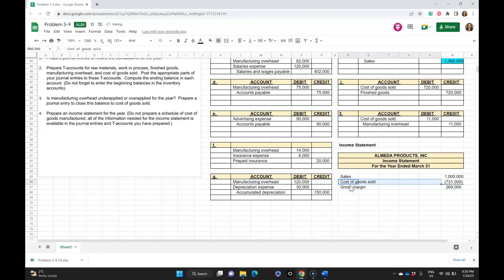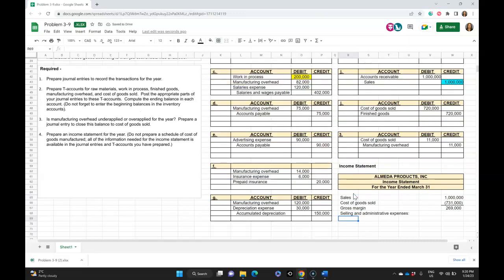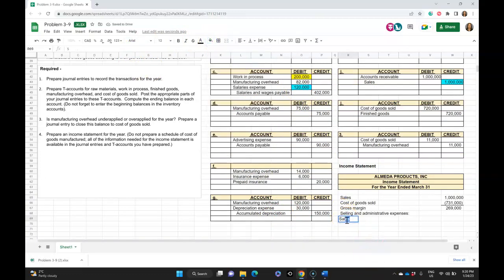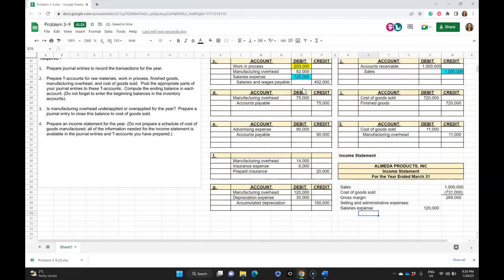So all of those manufacturing costs are stuck either in cost of goods sold or they're trapped on the balance sheet in the inventory accounts, raw materials, work in process, finished goods, depending on what stage of completion they're at. Now what I can do is list all of my selling and administrative expenses. So I'll say selling and administrative expenses. So the first one is from up here. So that's salaries expense. Now you can do 2 columns or you can do 1. It doesn't matter. But I'm just going to sum all of the expenses just in this column.